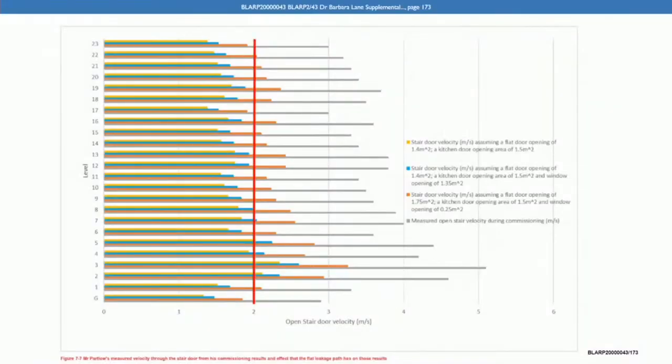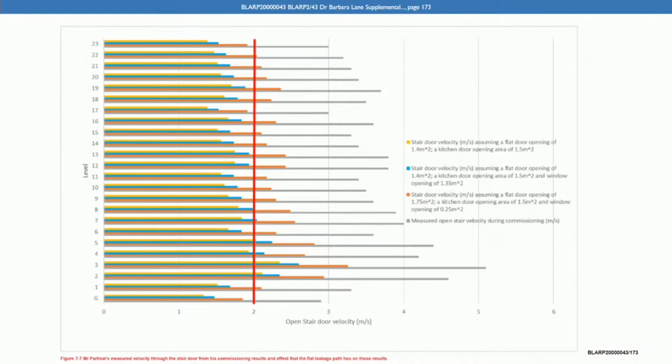So let's go to figure 7.7 of Dr. Lane's supplementary report. We were just on this before we broke. What she's done in this figure is to indicate how sensitive the stair door velocity is to the introduction of further leakage pathways. On the left-hand side, we've got the different floor levels from ground to 23, and for each floor stair door, the air velocity across the stair door in different circumstances. In grey, that's the open stair door velocity measured during the commissioning process.